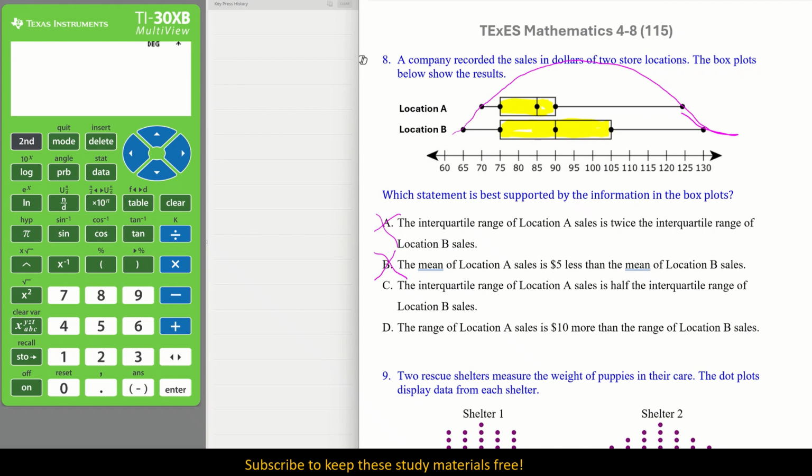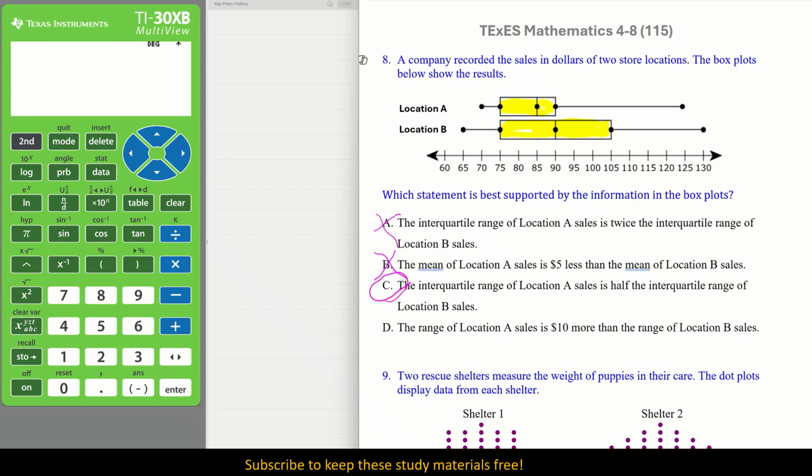I don't care how you look at it, it simply won't work out for us. All right, so let's look at C. The interquartile range of A sales is half the interquartile range of B sales. That we can agree with. We've already stated that. I'm going to go with it.